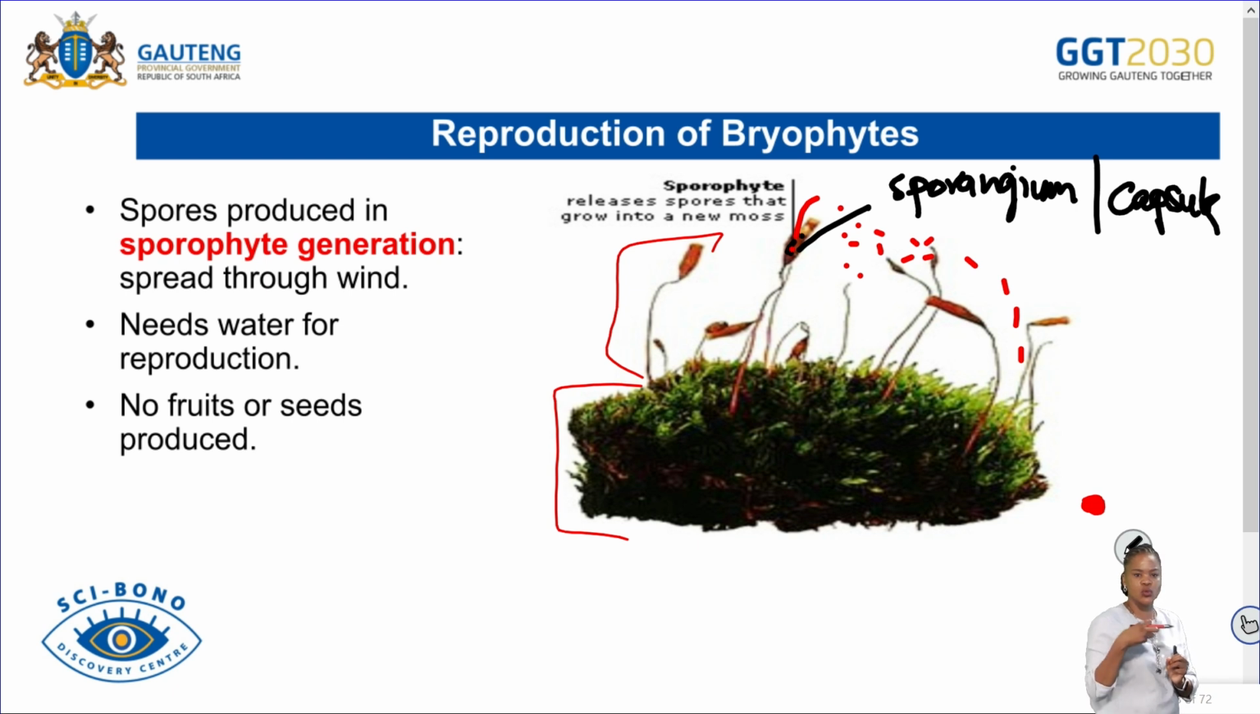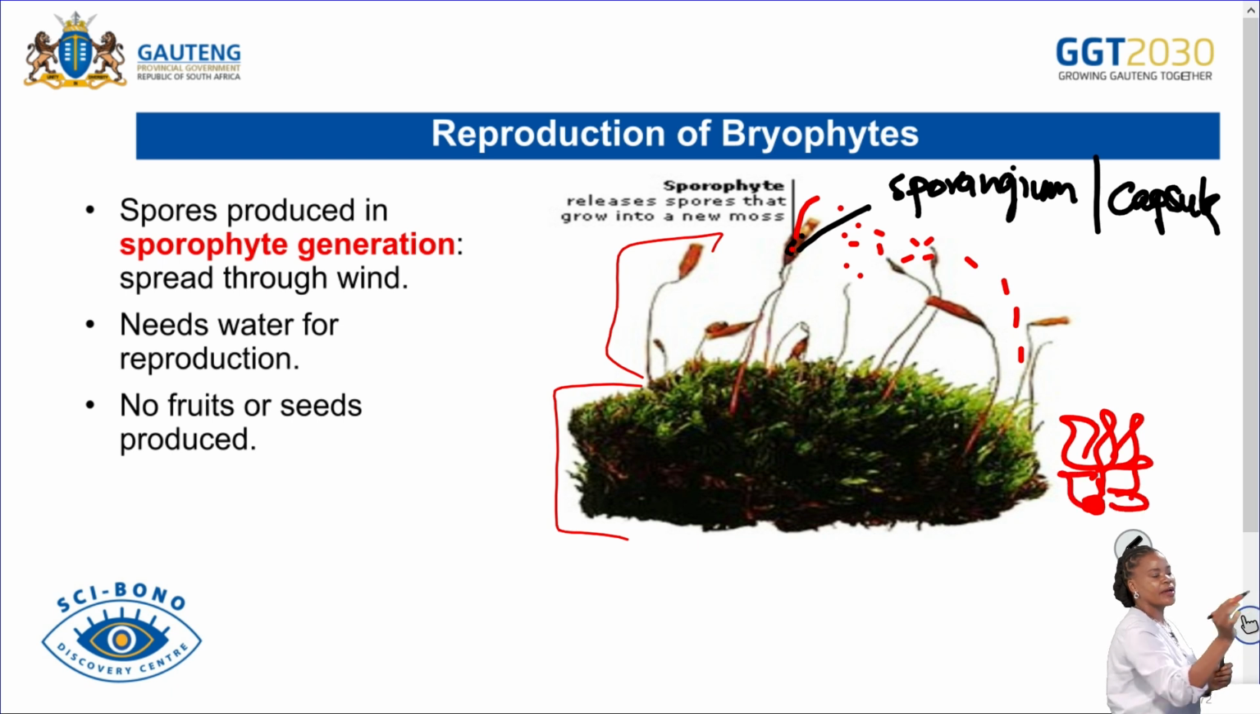The spores are going to germinate and form the second what? The second generation. And when they germinate, they start to form the second generation, which is the gametophyte generation. And then what is going to happen? The gametophyte generation has the male branches and the female branches.